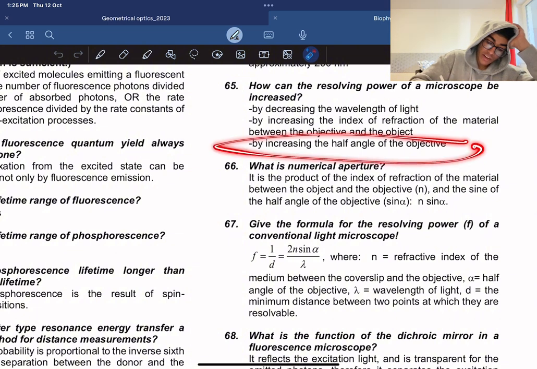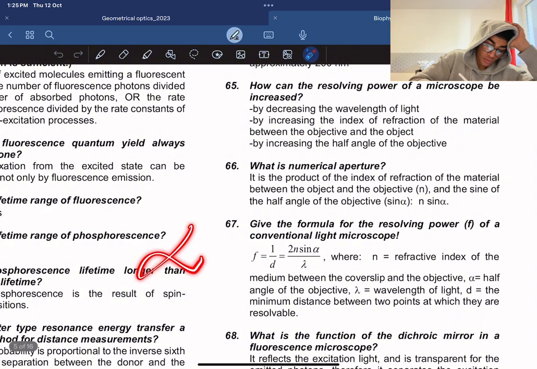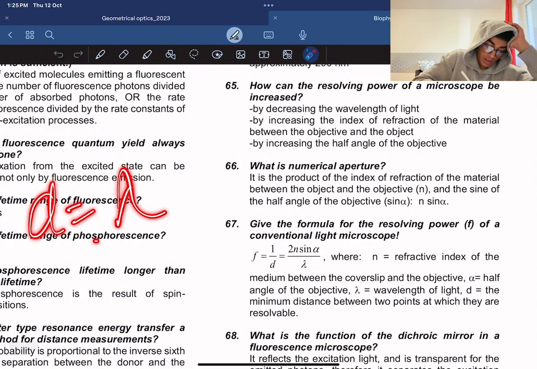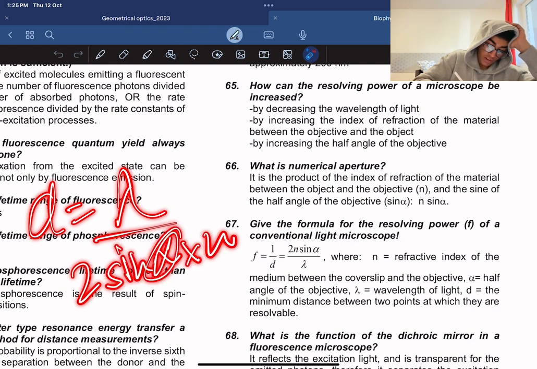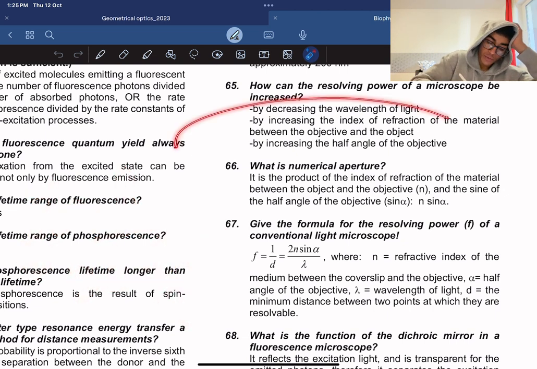By increasing the half angle, half angle is what, alpha. So I just did the formula again: 2 sine alpha into n. If alpha is bigger, then d will be smaller. Then that's what we want. Boom, boom, boom.